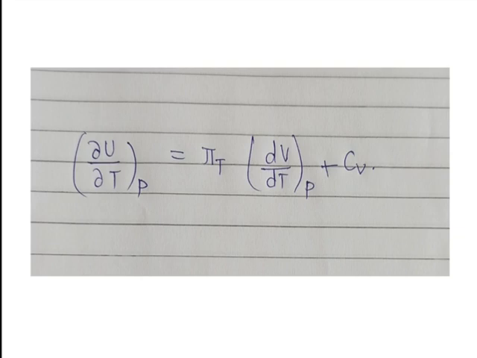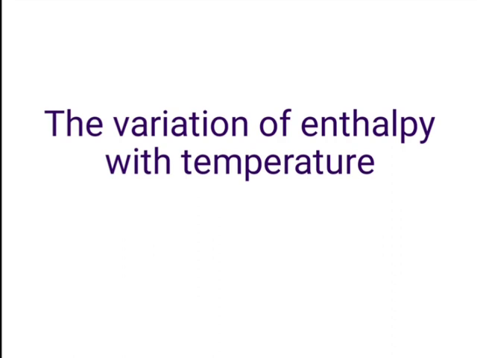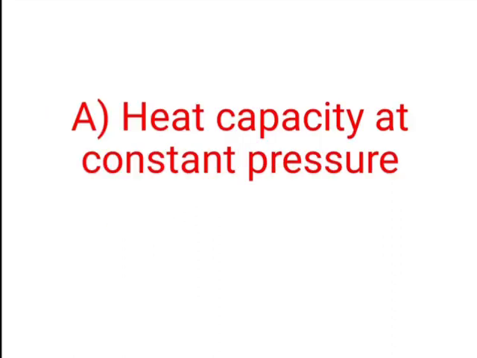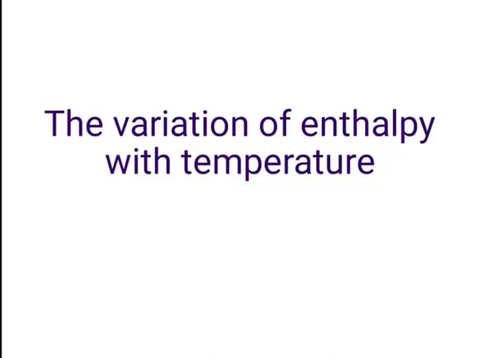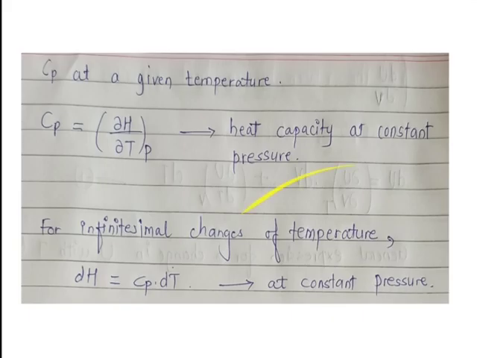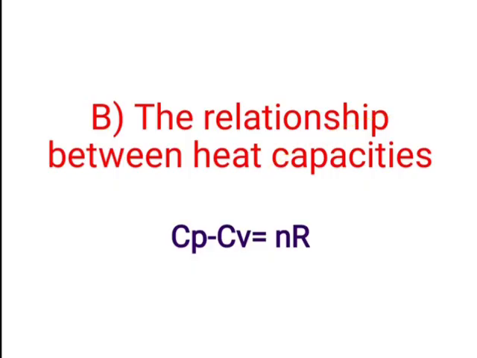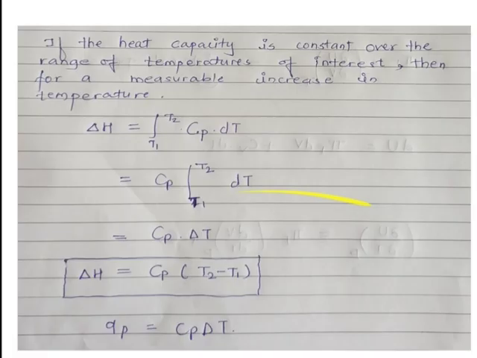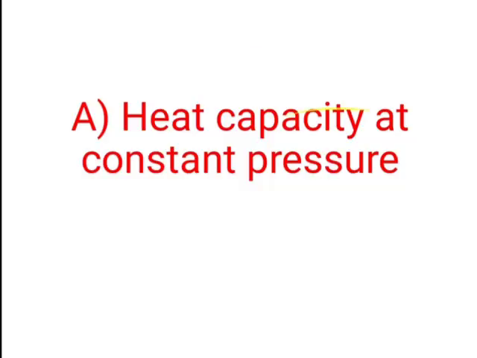Now we will see the variation of enthalpy with temperature. So here again heat capacity at constant pressure is the first point for finding the variation of enthalpy with temperature, and our next point is the relationship between heat capacities. So we will see this from the heat capacity at constant pressure.